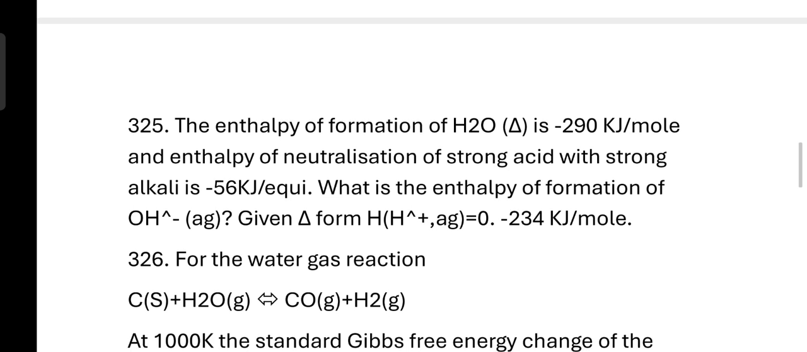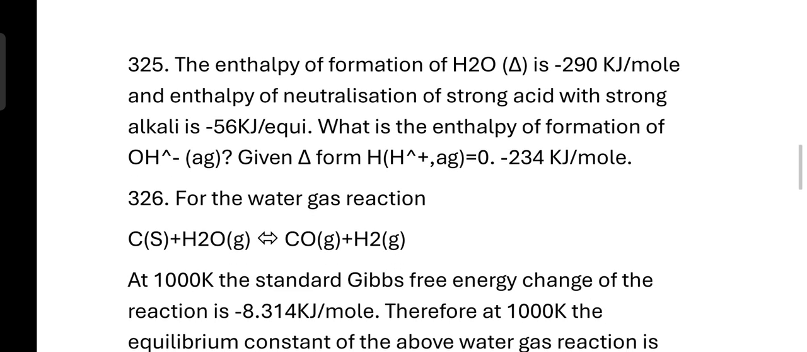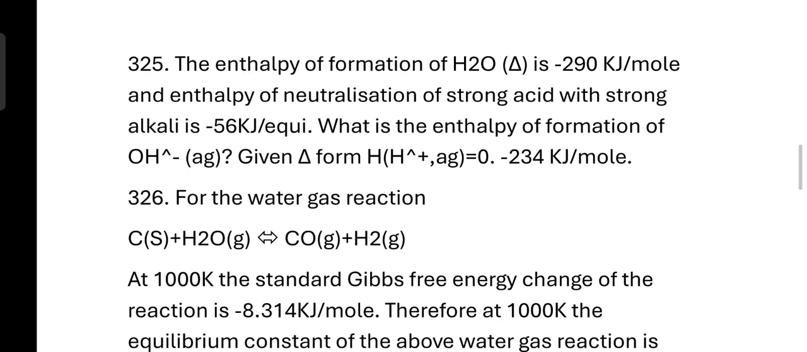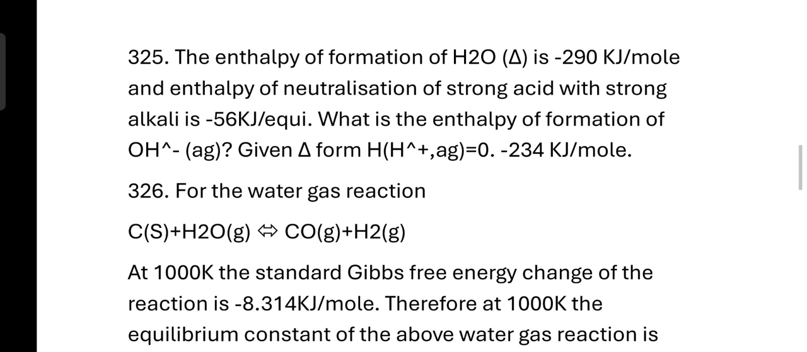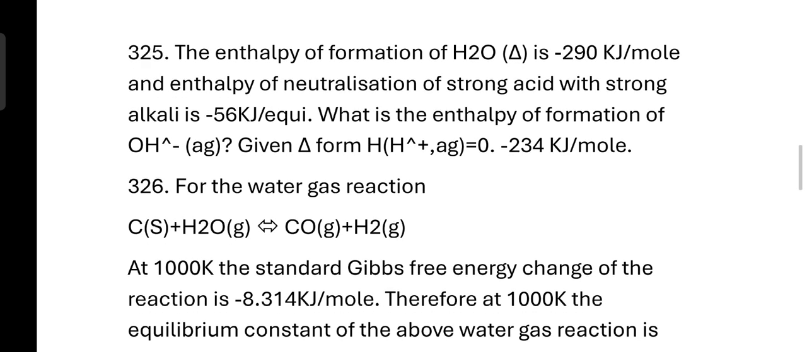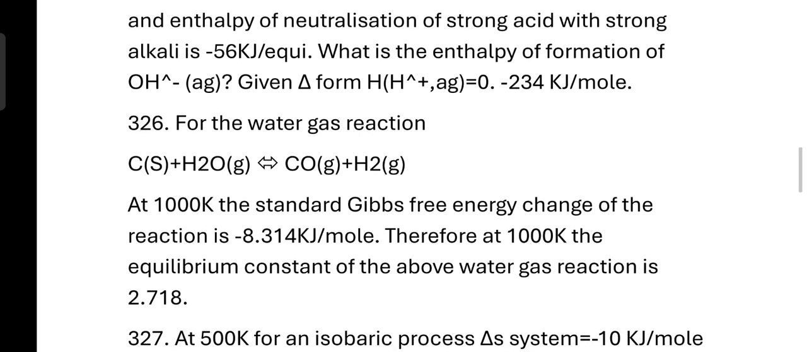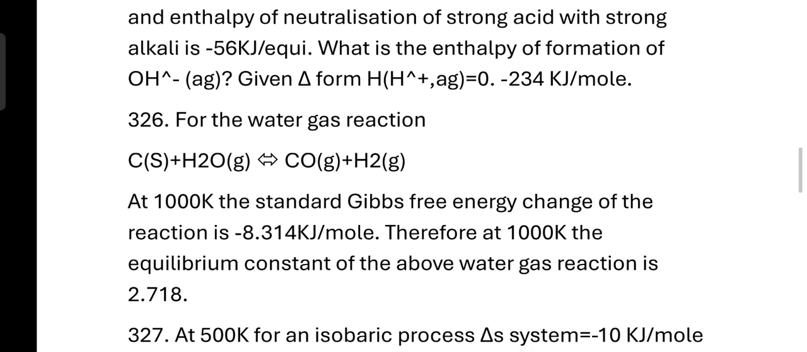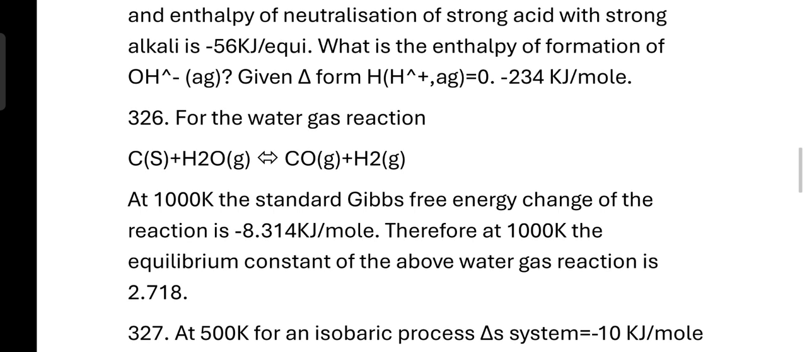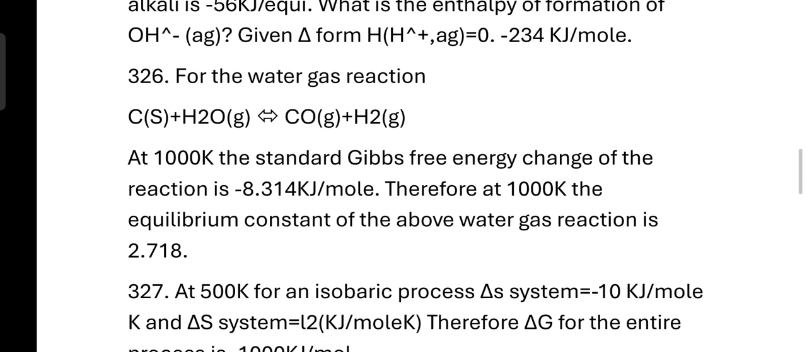The enthalpy of formation of H2O liquid is minus 290 kJ per mole, and the enthalpy of neutralization of a strong acid with a strong alkali is minus 56 kJ per mole. What is the enthalpy of formation of OH inverse aqueous? Given delta f H of H plus aqueous is equal to 0, minus 234 kJ per mole.